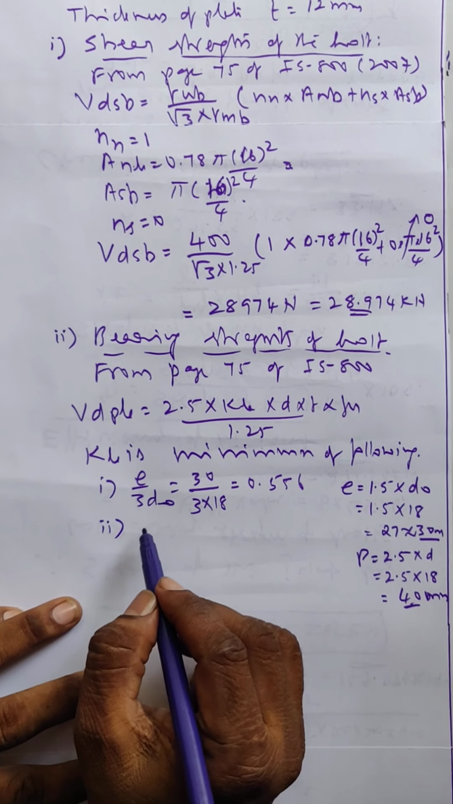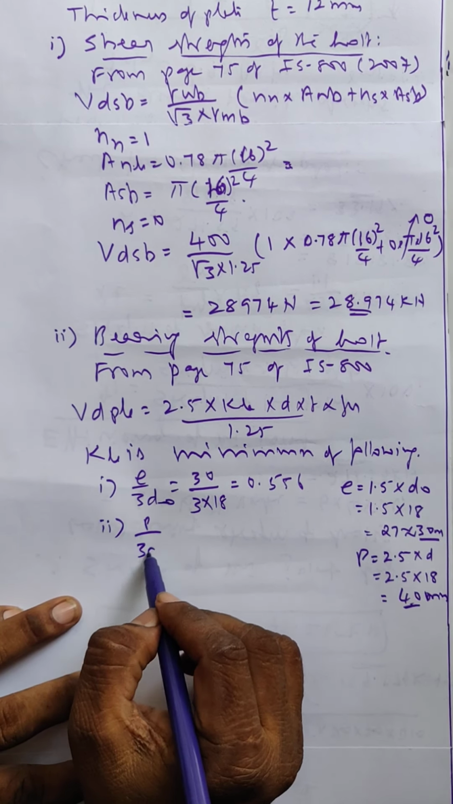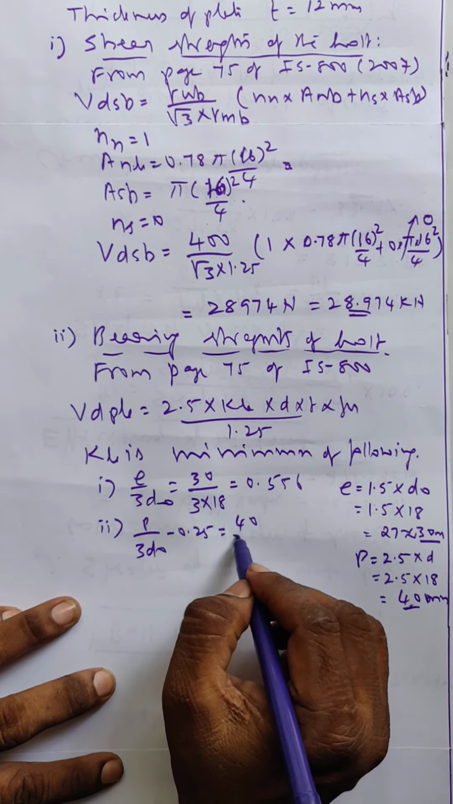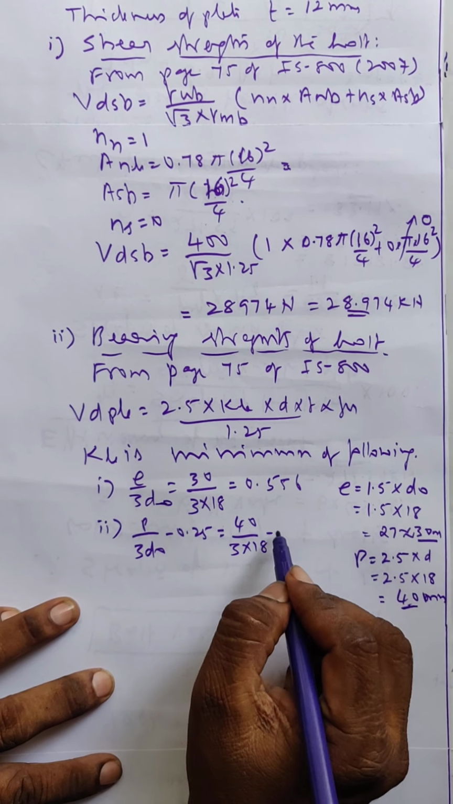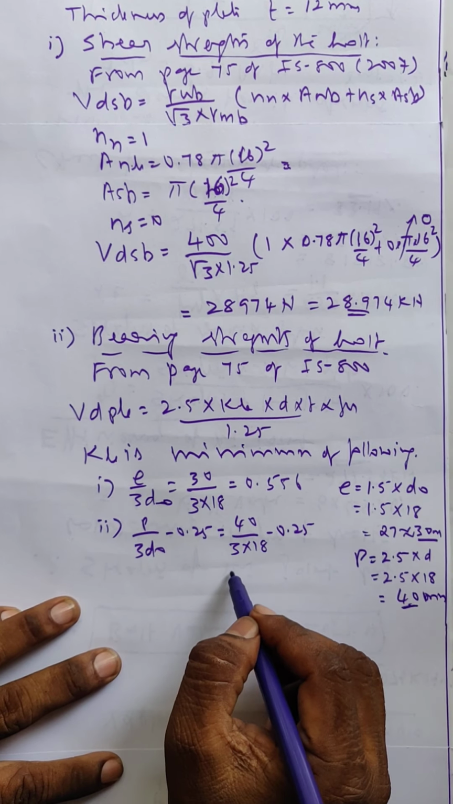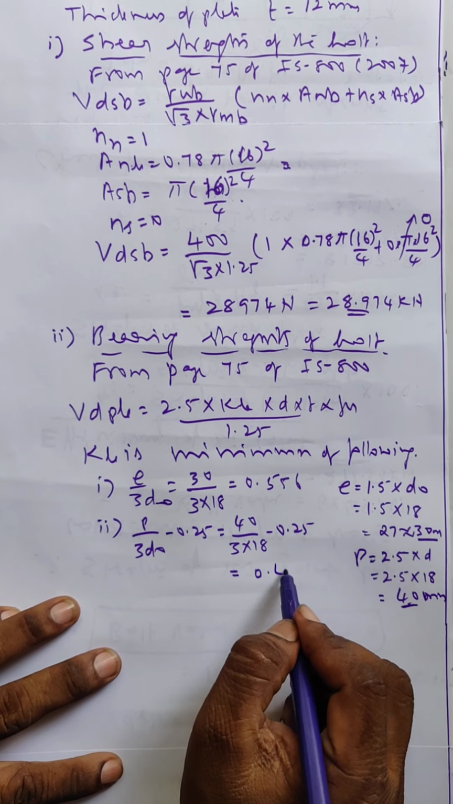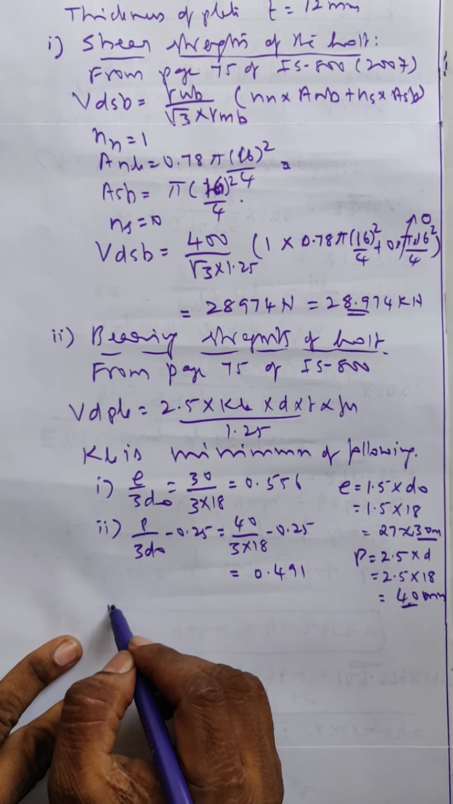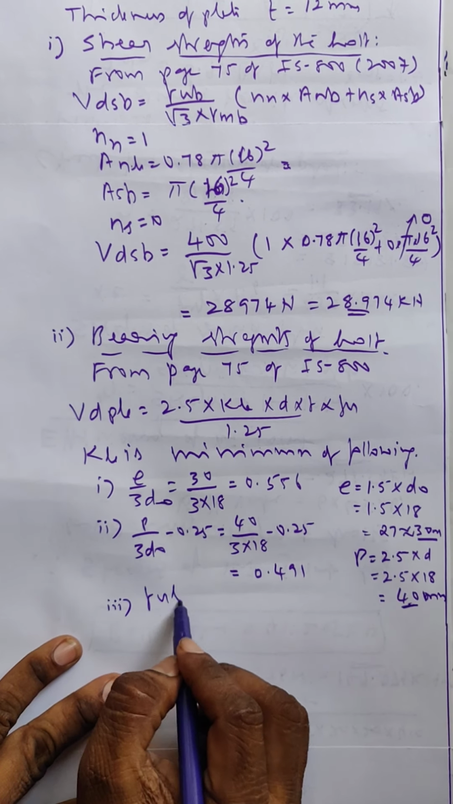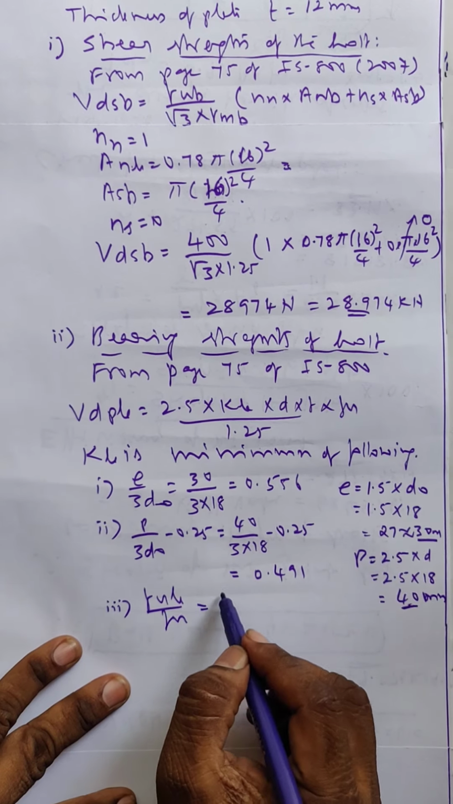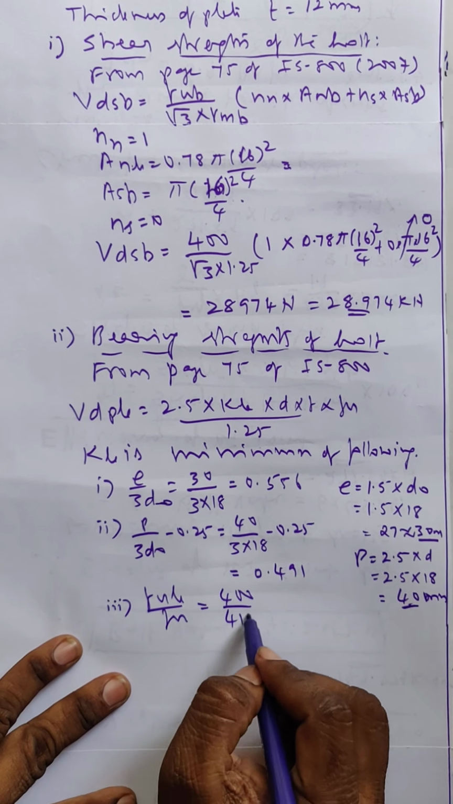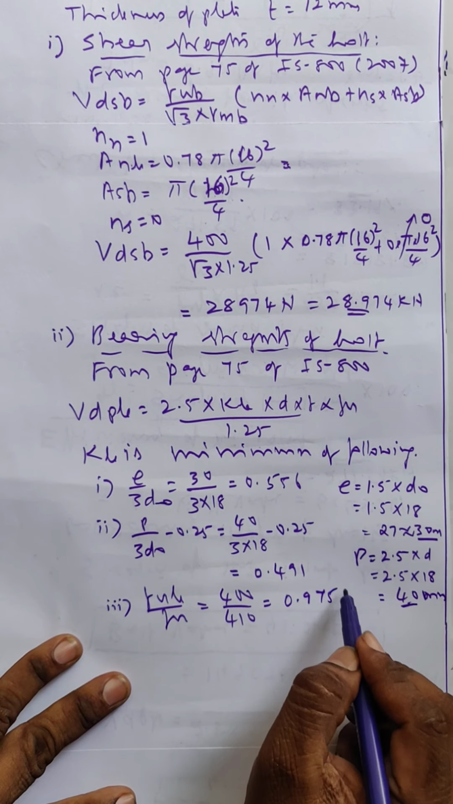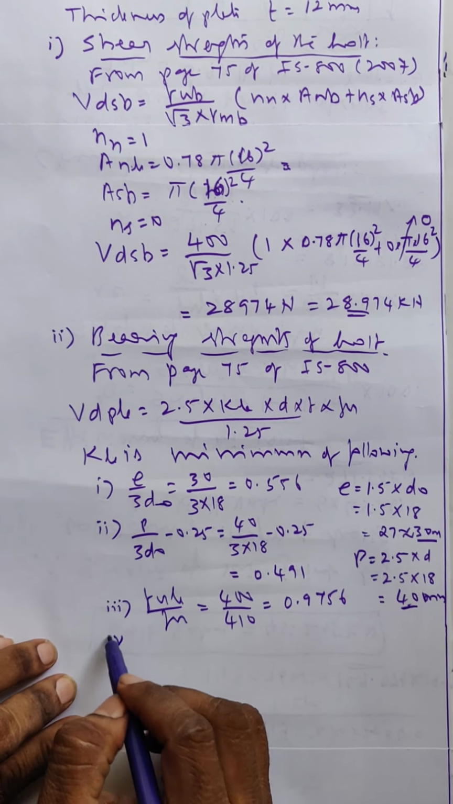Similarly I am calculating the second value, P by 3 D naught minus 0.25. Pitch we calculated P 40 mm, 40 by 3 into 18 minus 0.25, it comes nearly 0.491. Now I am calculating the third value, FUB by FU, it comes 400 by 410 of the plate, it gives 0.9756. Again the fourth value is 1.